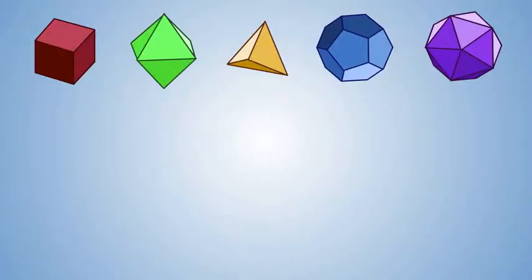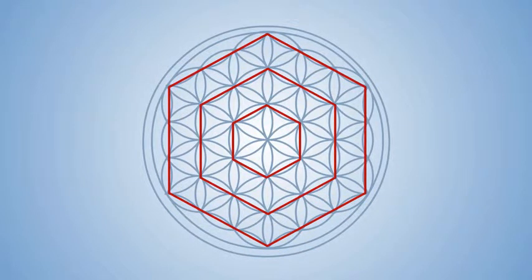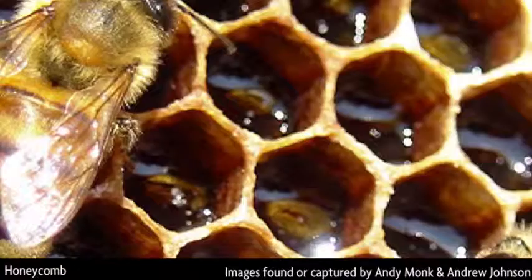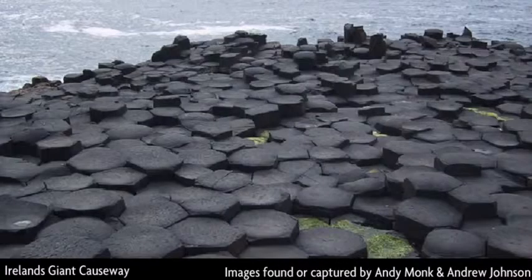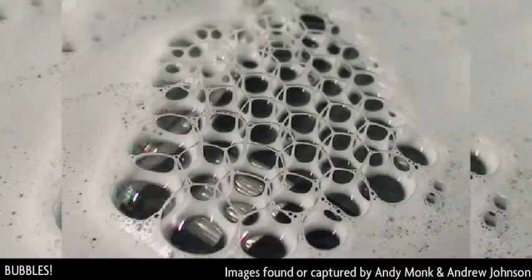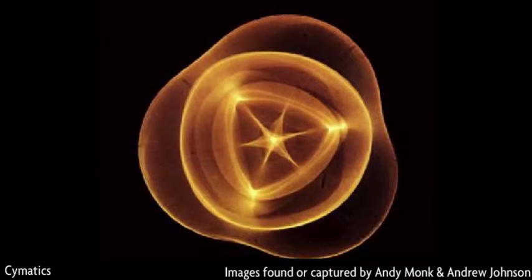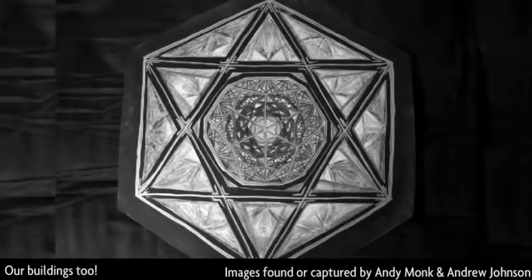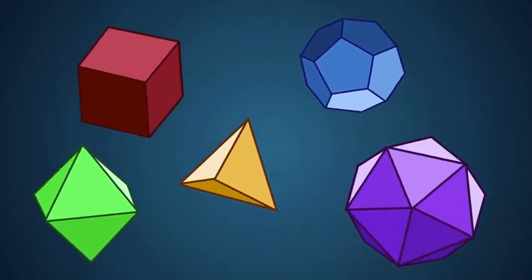We have five platonic geometries that form everything in creation, but we don't have a hexagonal shape. If we look at the flower of life, we see that its ultimate basic form is in a six-pointed shape called a hexagon. Want to see where else hexagons form in life? We have all of these hexagons, and yet there is no platonic solid that is formed with a hexagon.